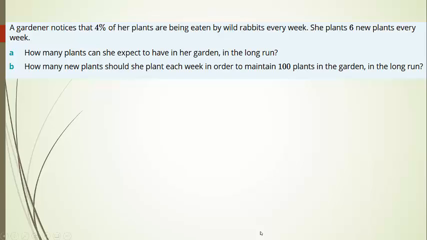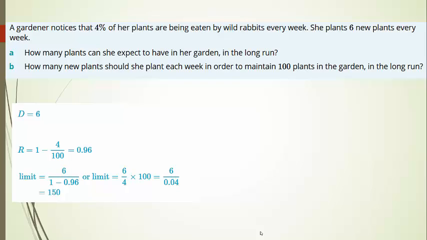The gardener notices that 4% of her plants are being eaten by wild rabbits, and she plants 6 new ones every week. How many will she have in the long run? She's got geometric decay and she's got arithmetic growth. Well, 4% is 0.04, and that's coming off each time, so that will give us r is 0.96. D is 6, and you can plug those numbers into the formula. Limit is 6 over 1 minus 0.96, which is 150.